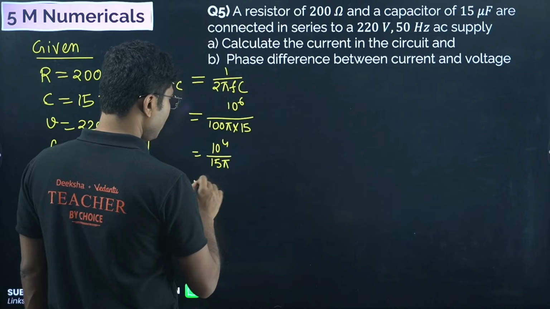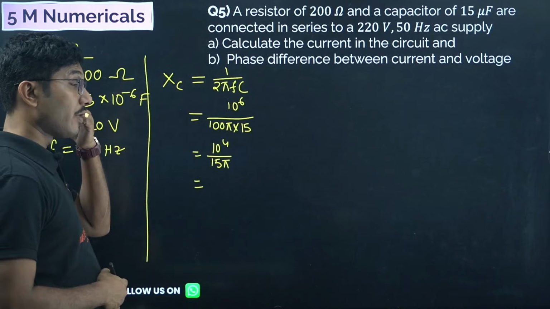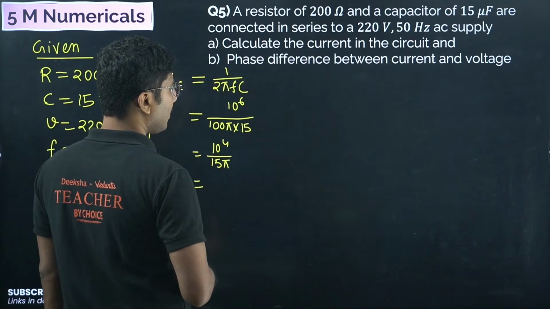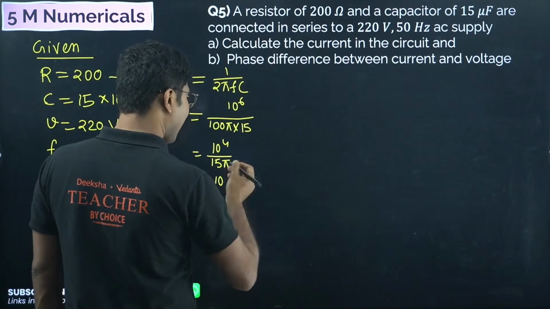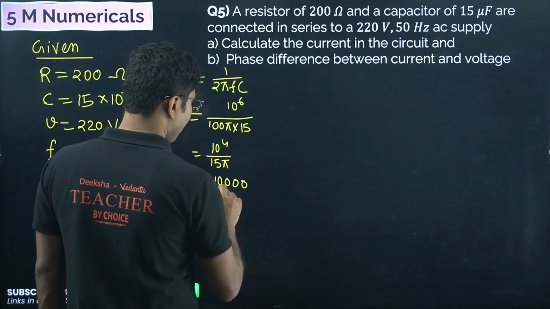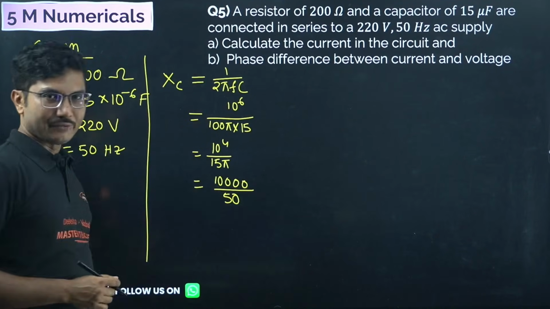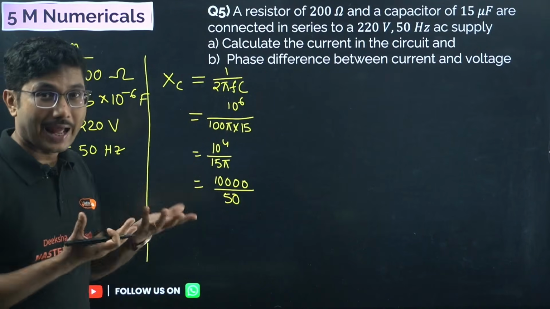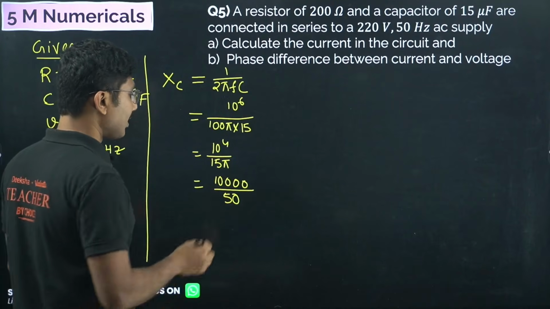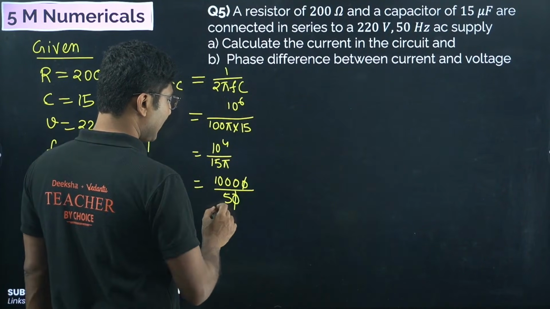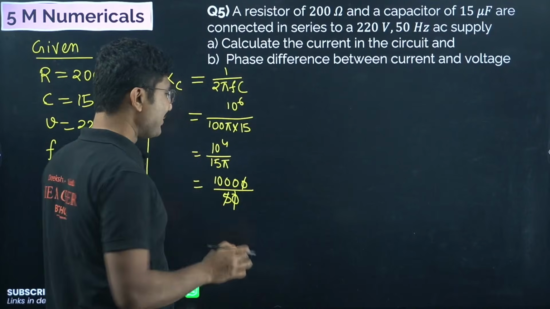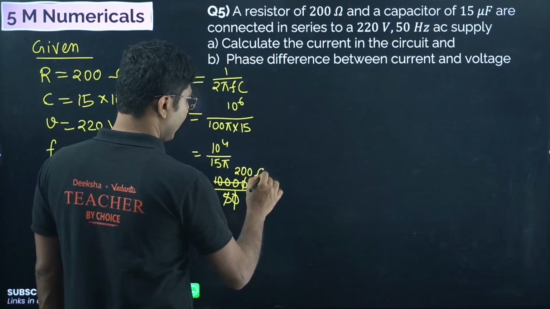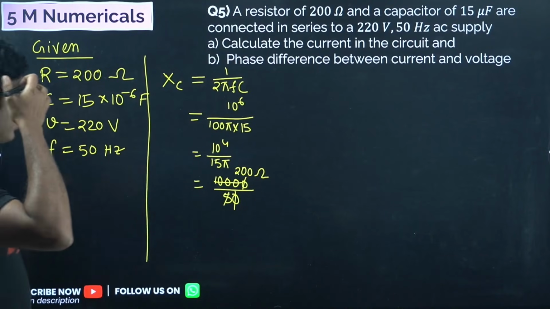So this will be 3 5s are 15, 45 plus, approximately 47. So 10 to the power, I am assuming 50. Okay, no need to assume anymore. You can use your calculator to solve it, but I don't like to use calculators, and I don't have a calculator with me right now. That's why I am using a simple value, which is 50, which I can cancel. So you get 200 ohm as your XC. Okay, so the XC value is calculated.